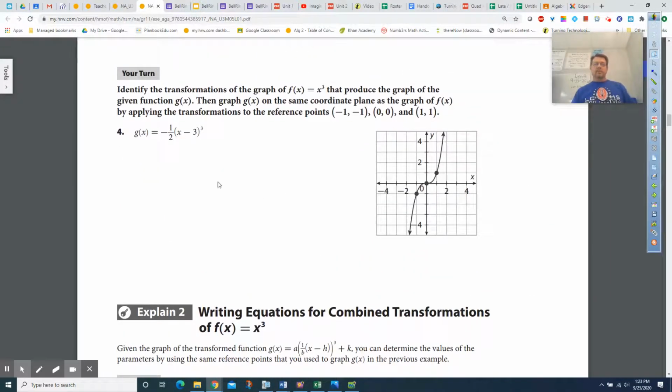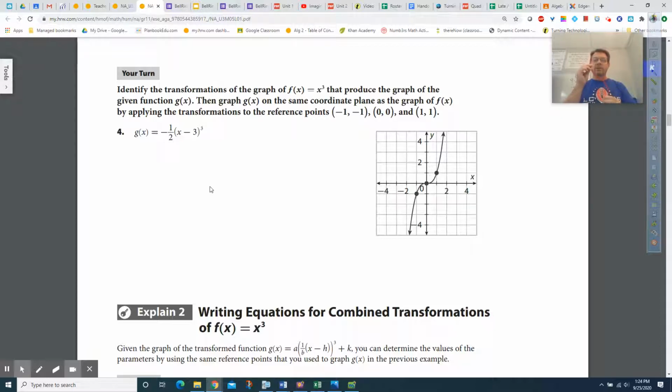So let's talk about this guy. What's going to happen? Well, that's going to go right 3. What's the negative in front? The negative in front doesn't change its shape. What does the negative on the line do? It flips it over. Doesn't necessarily change its shape, though. Now the 1/2 is going to change the shape, but the negative is only going to flip it over.